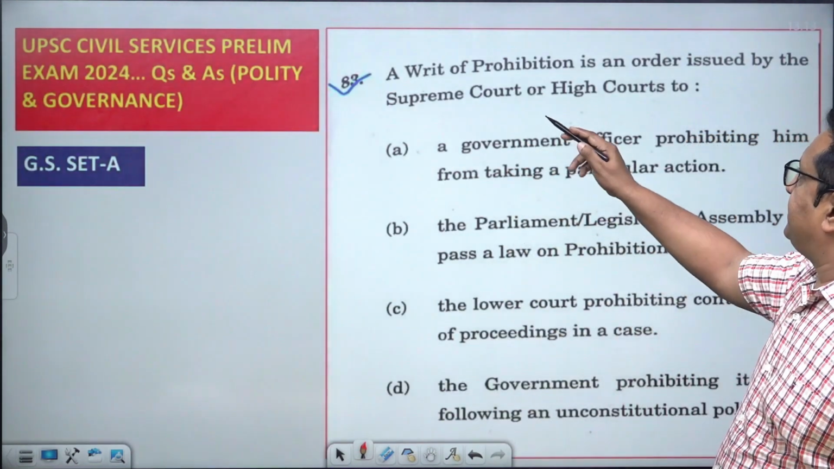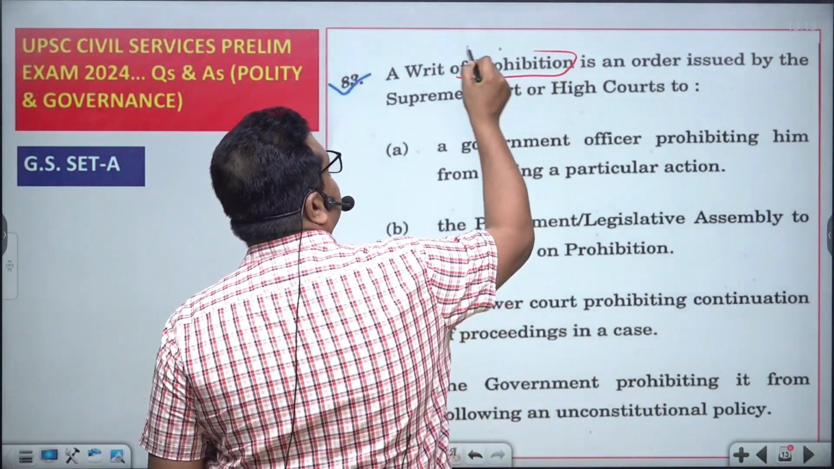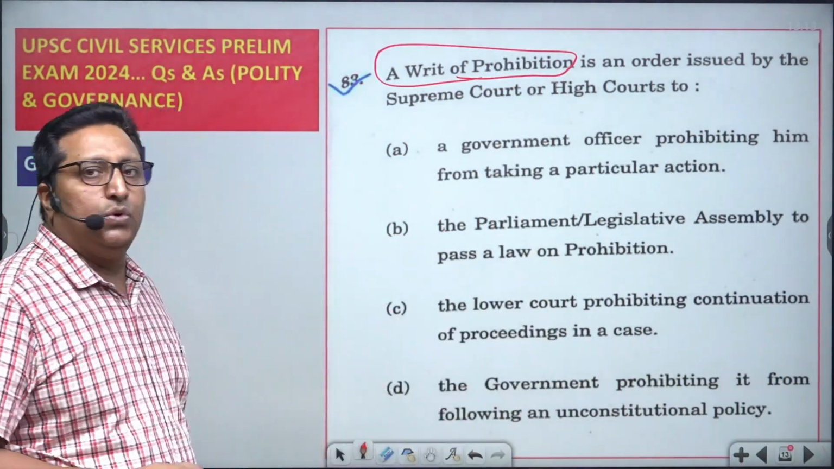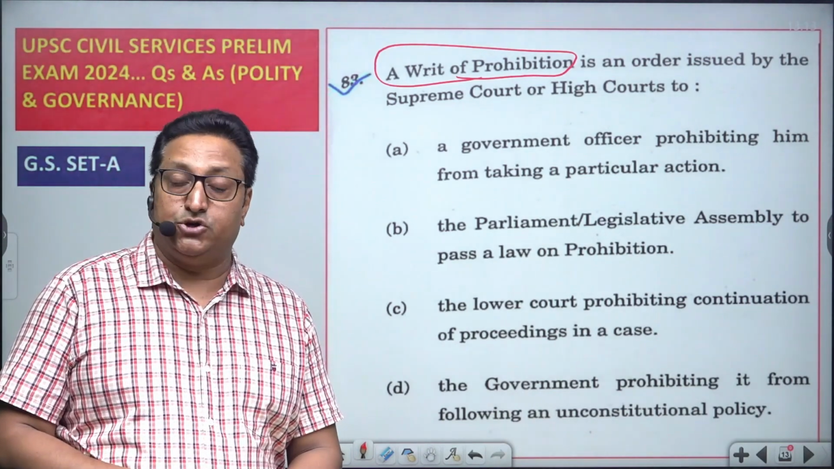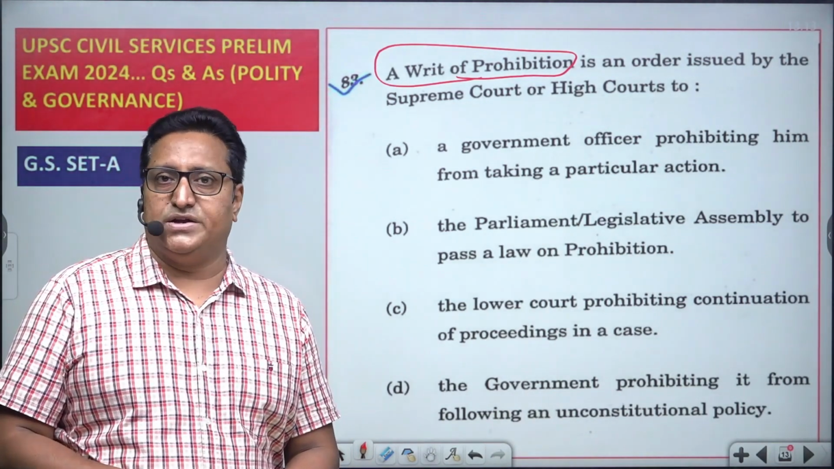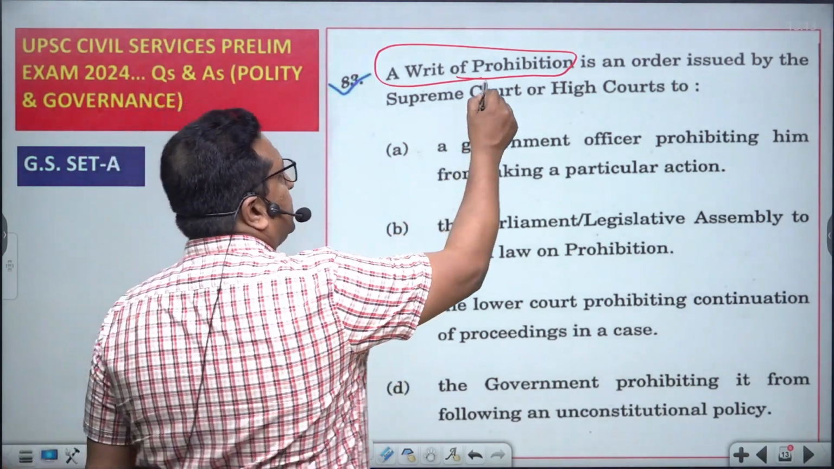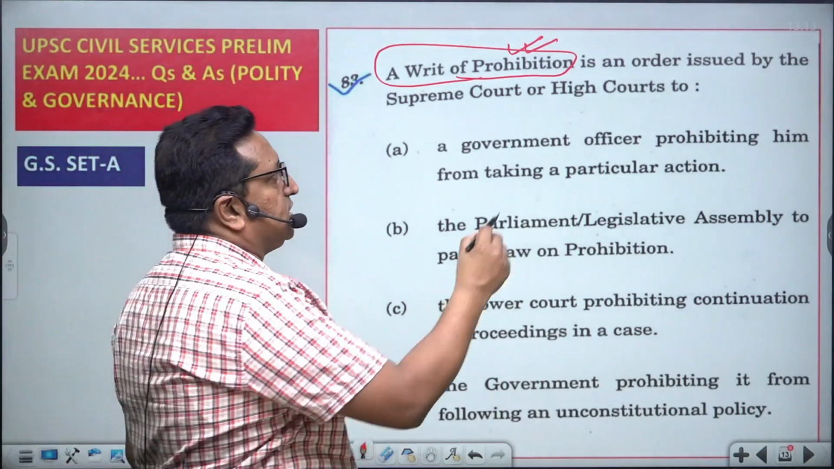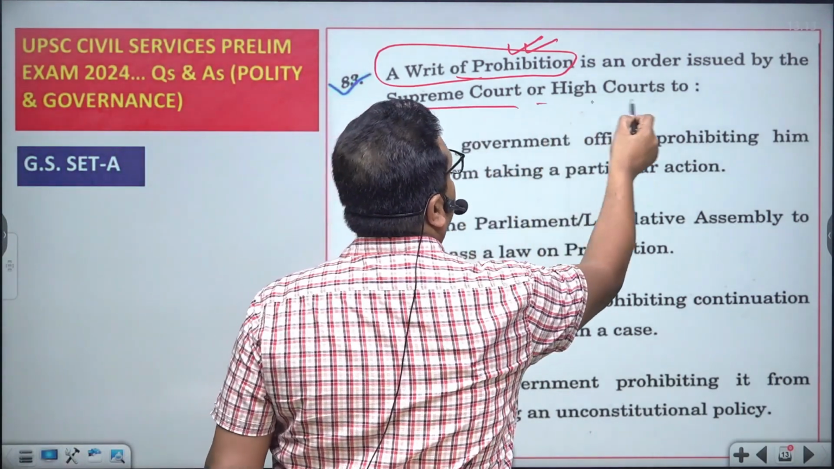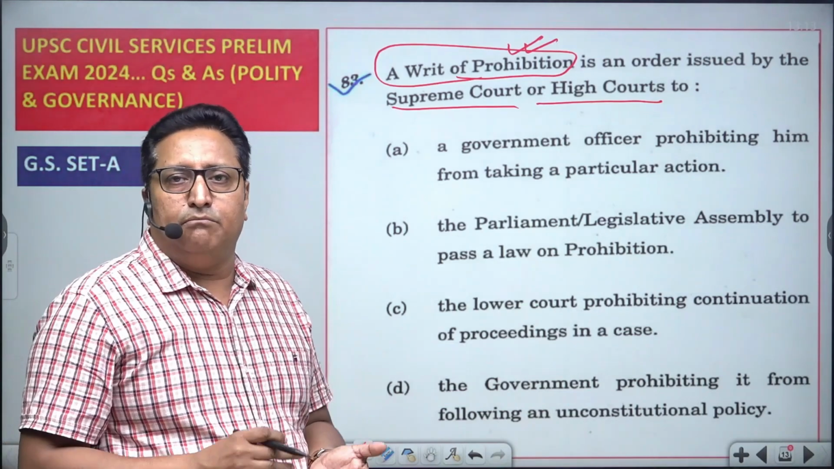Now the next question is, a writ of prohibition is an order. So now this question is relating to various types of writs. Mandamus, certiorari, prohibition, quo warranto, habeas corpus. These are various types of writs. Now this question is on prohibition, writ of prohibition. A writ of prohibition is an order issued by the Supreme Court or High Courts to, if you have read, mandamus and prohibition and certiorari.